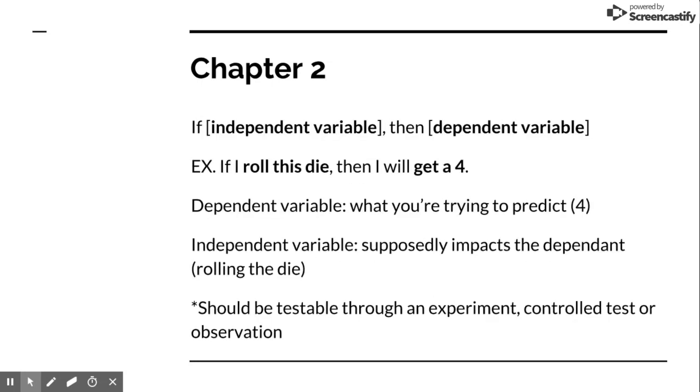So the way that you write one of these hypothesis statements is generally to use an if-then statement. So if the independent variable, then the dependent variable. For an example, if I roll this die, then I will get a 4. The dependent variable is what you're trying to predict. I'm saying I'm going to get a 4. And the independent variable supposedly impacts the dependent, so rolling the die.